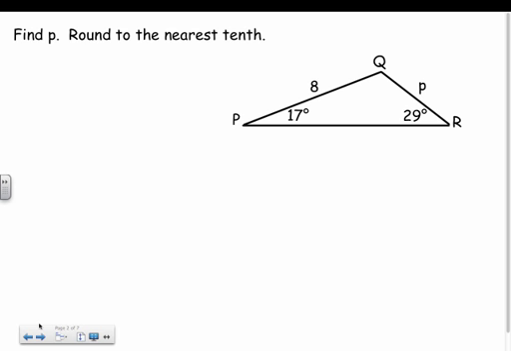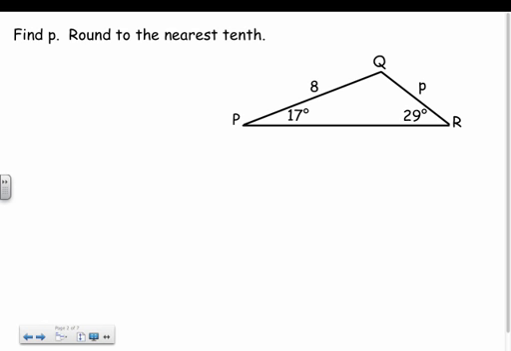Find P, round to the nearest tenth. P is this side length here. First of all, to recognize when you need to use the law of sines: anytime you have an angle and the side opposite, that's when you want to use the law of sines. Here I have angle, side opposite, angle, side opposite, so I know I want to use the law of sines.